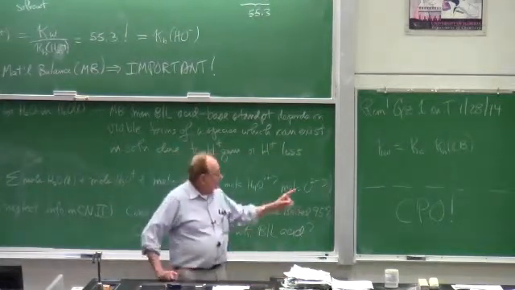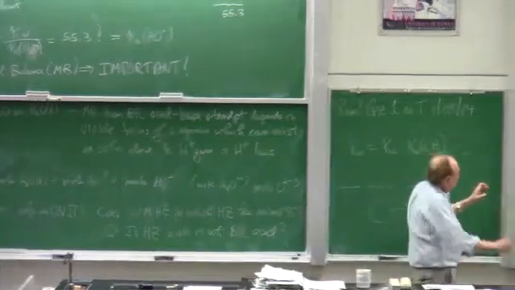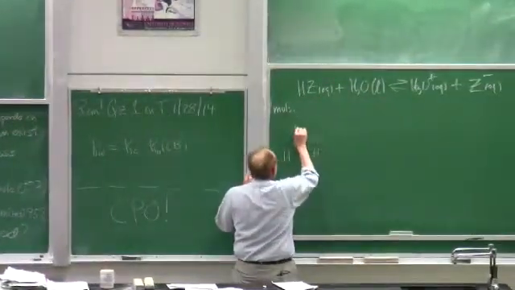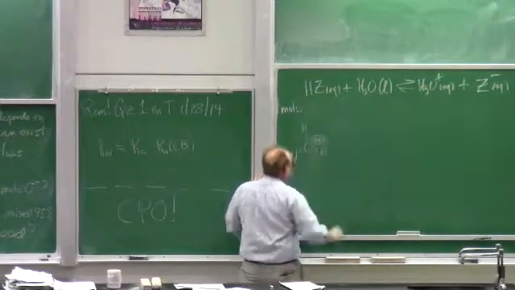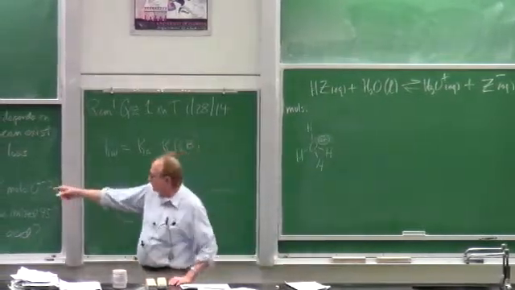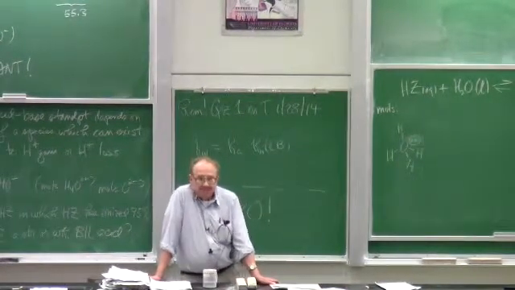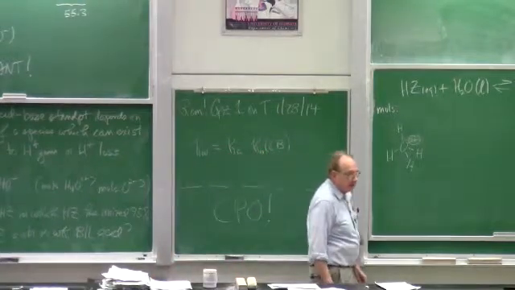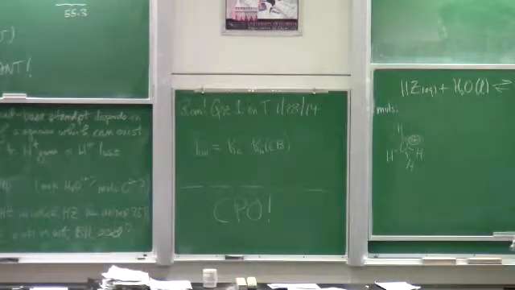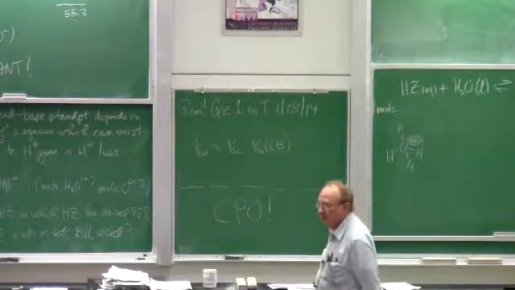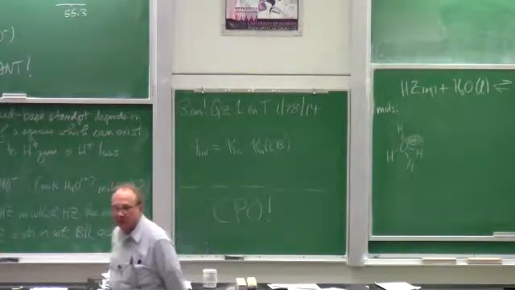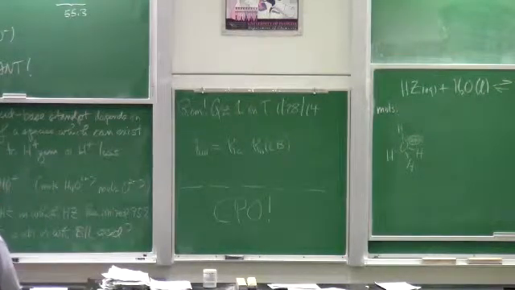Got any idea why this doesn't exist? That's a Lewis picture for H4O2 plus. You can write Lewis pictures for species whether or not they exist. Any idea why this doesn't exist? Well, it has to do with charge, I'll grant you that. Does H plus have a substantial positive charge density? Yes. How does the positive charge density of H plus compare to Al3 plus?